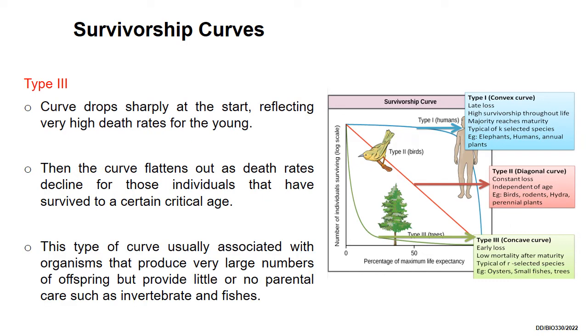Type 3, the curve drops sharply at the start, reflecting very high death rate for the young. Then, the curve flattens out as death rates decline for those individuals that have survived to a certain critical age. This type of curve usually associates with organisms that produce very large numbers of offspring but provide little or no parental care, such as invertebrates and fishes.